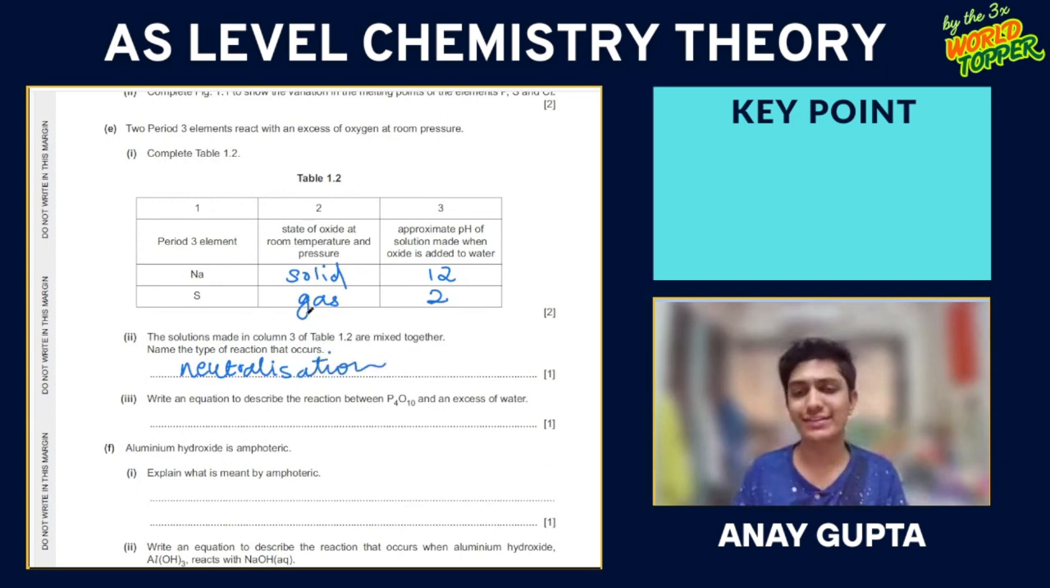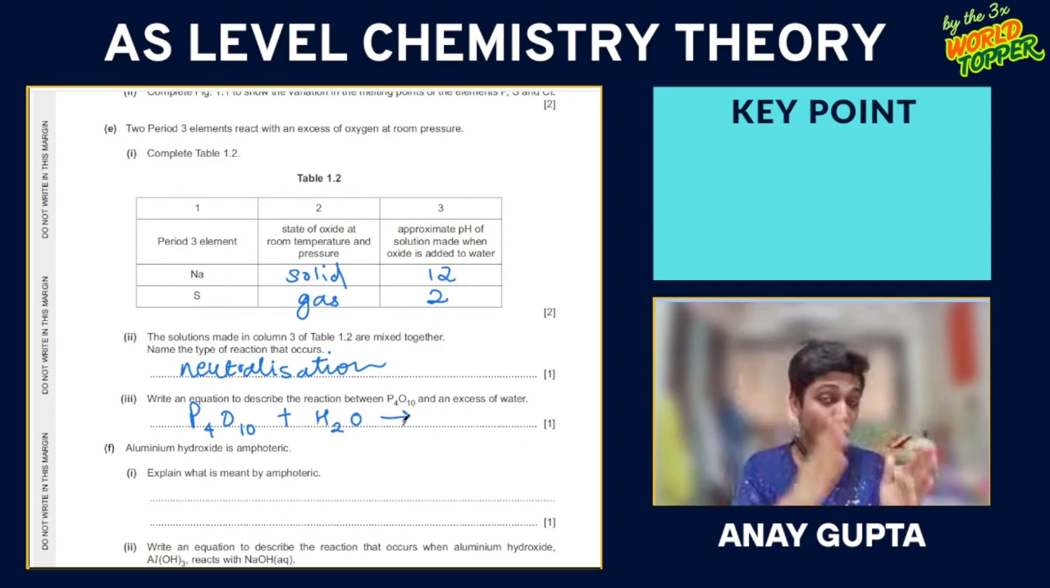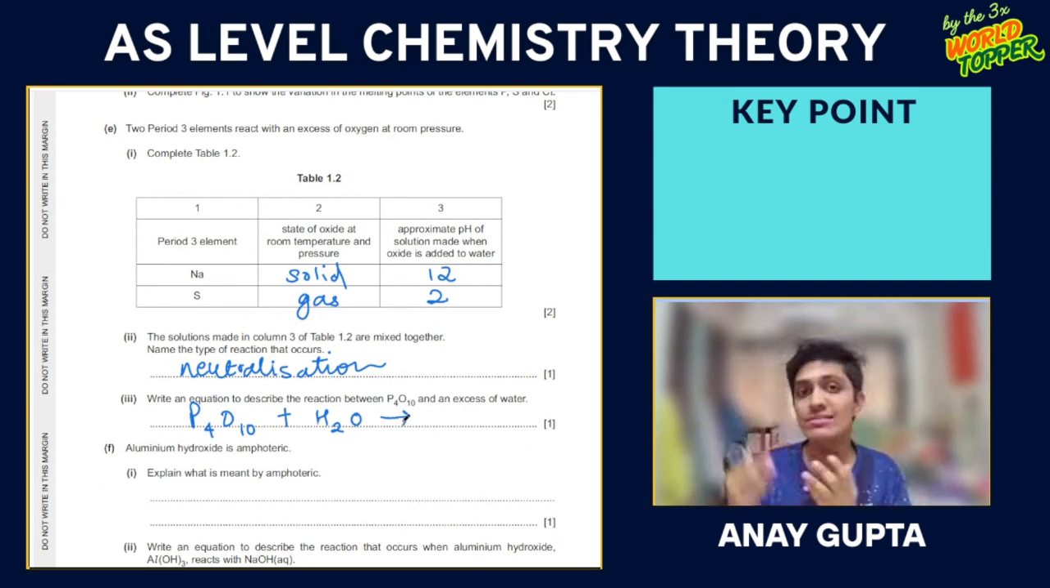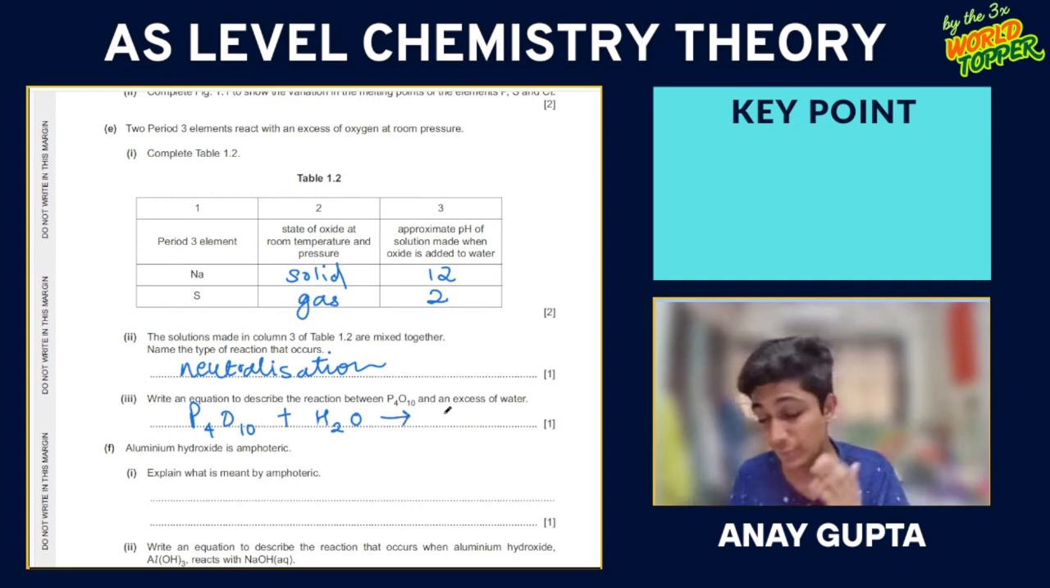Write an equation to describe the reaction between phosphorus oxide P4O10 and an excess of water. So P4O10 plus H2O. Now, I always recommend people to just remember the products and the reactants. Okay, balancing we can figure out on the day of the exam, but you need to remember what it will give you. So it will give us H3PO4, which is phosphoric acid.